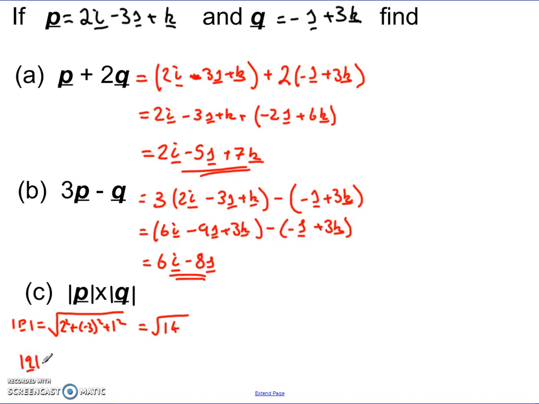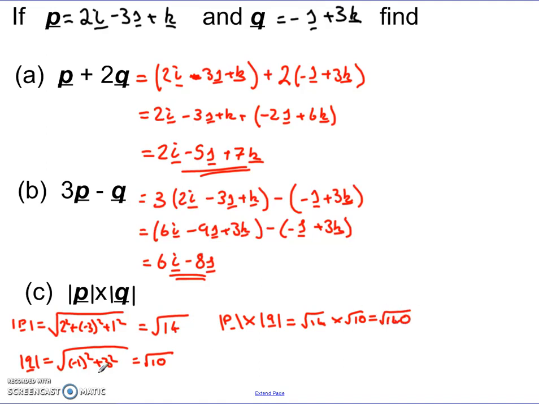The magnitude of q, same sort of idea, you just go through each of the components. No i's, you've then got negative 1 squared for the j, plus 3 squared for the k. Negative 1 squared is 1, 3 squared is 9, so that's equal to the square root of 10. So then magnitude of p times magnitude of q, we just multiply the two of those together. So we get root 14 times root 10. That then gives me square root of 140.